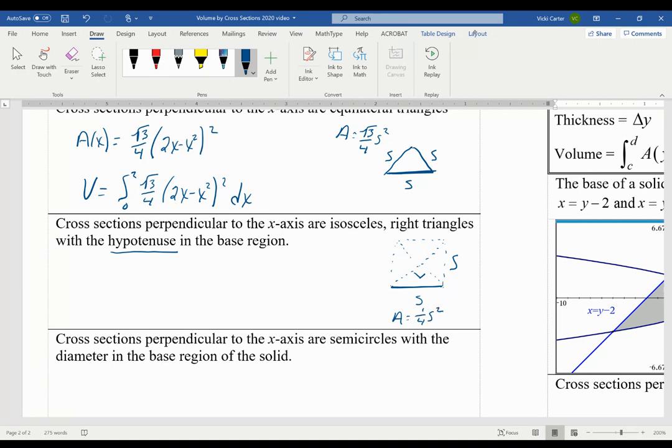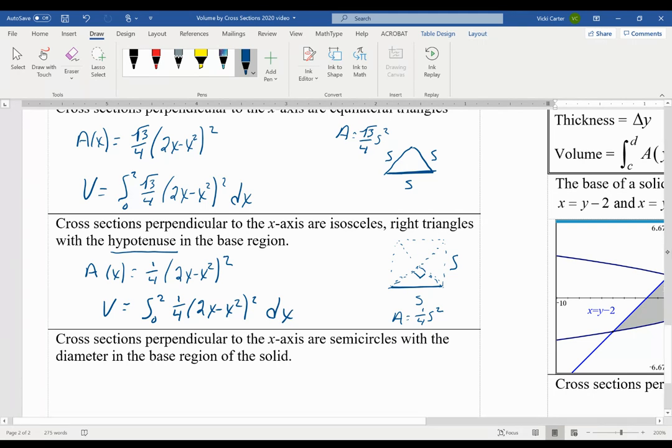Now, you don't have to draw this every time, but that's basically what's happening. There's your little isosceles right triangle with the hypotenuse in the base region. So that means our area formula is quite simple. It's 1/4 that side, 2x minus x squared squared. And again, our volume will be very easy. It will be the integral from 0 to 2 of our area, which is 1/4 of 2x minus x squared squared, and our thickness is with respect to x.